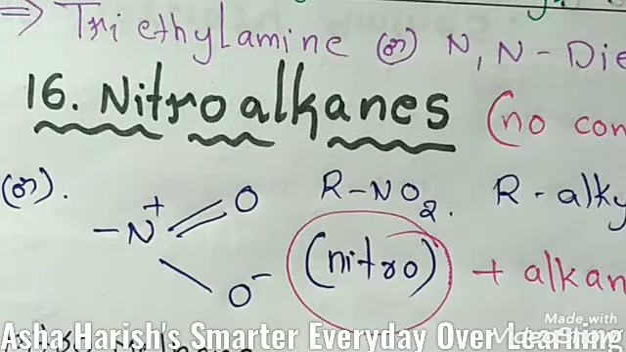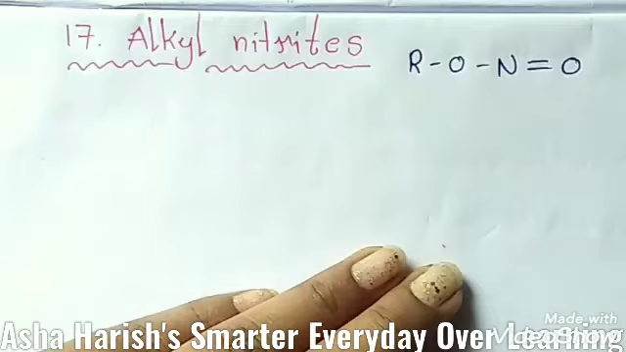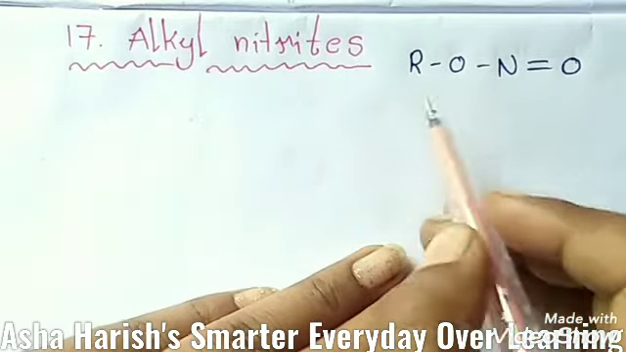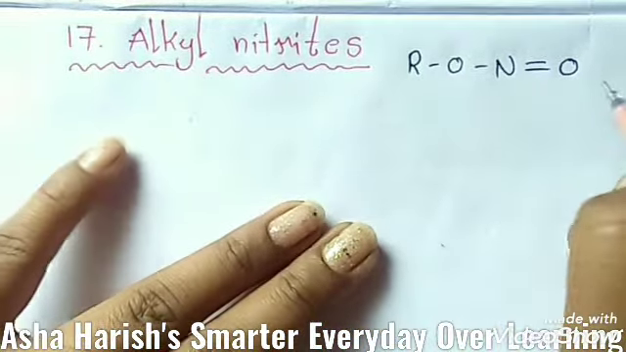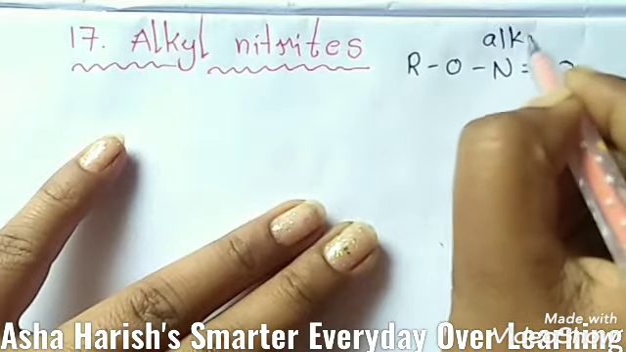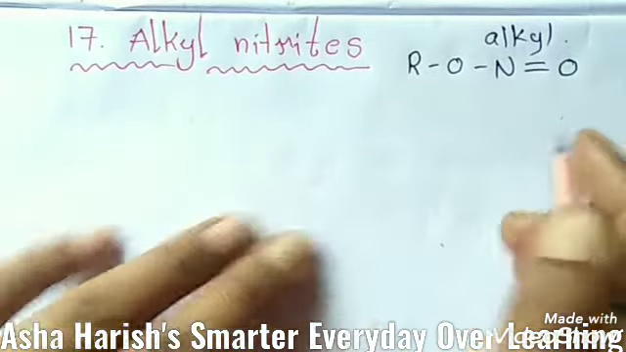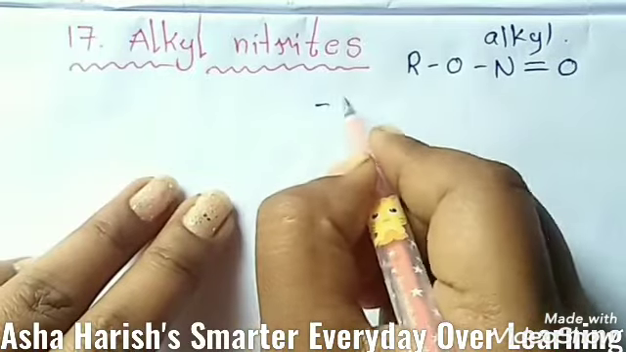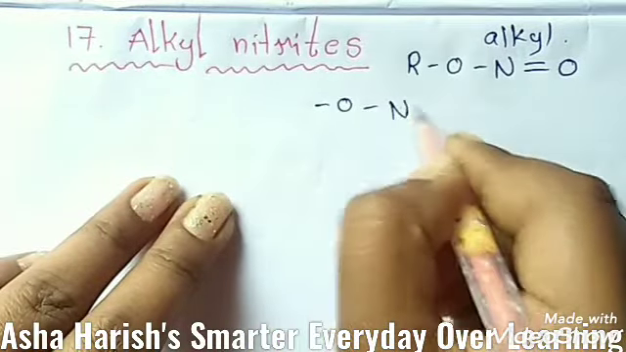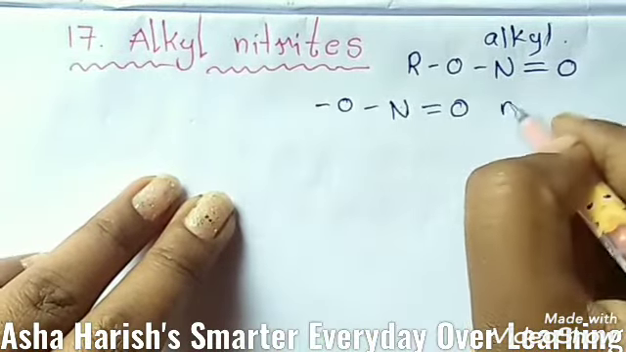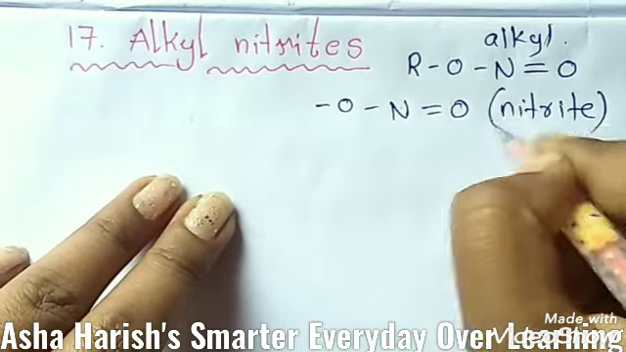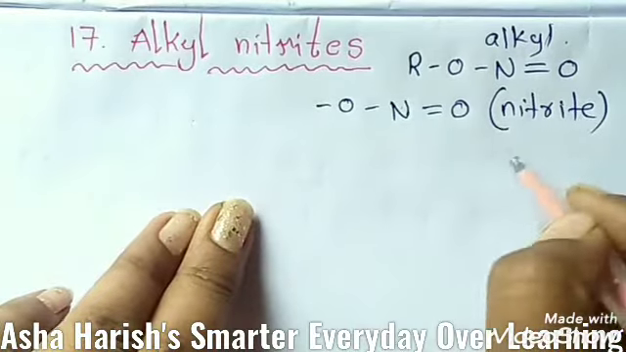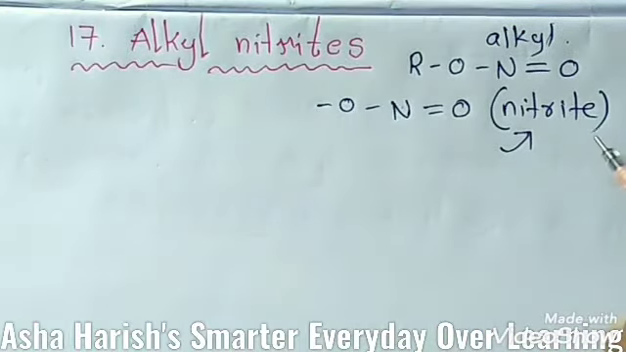And the 17th one, alkyl nitrites. The general formula, RON double bond O. Here in the place of R, simply any alkyl group you should add. And the functional group, how can we represent this? O and double bond O. Okay, and you should add the word nitrite simply. The secondary suffix is nitrite.